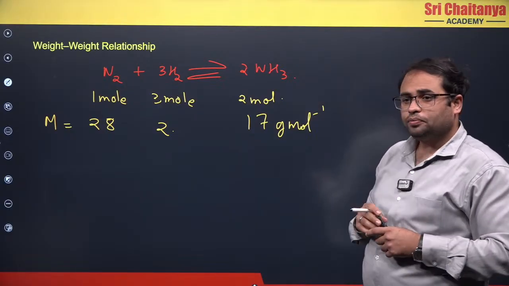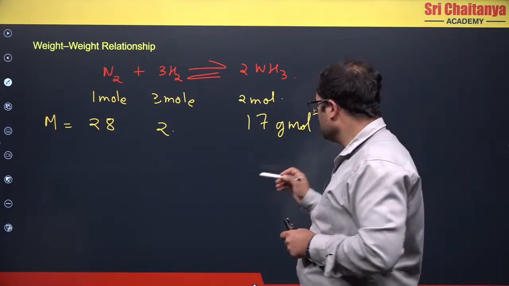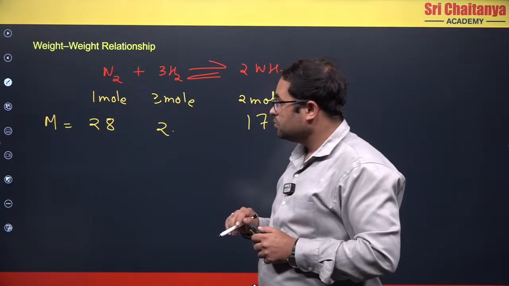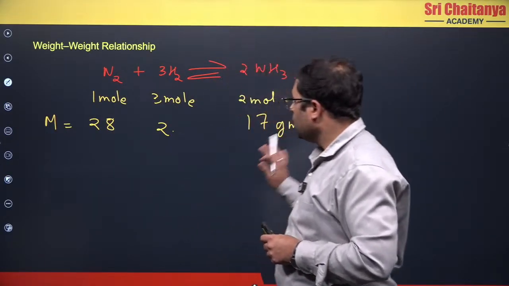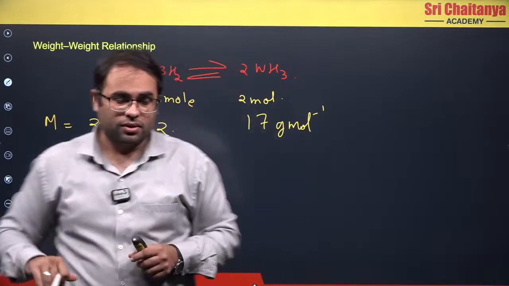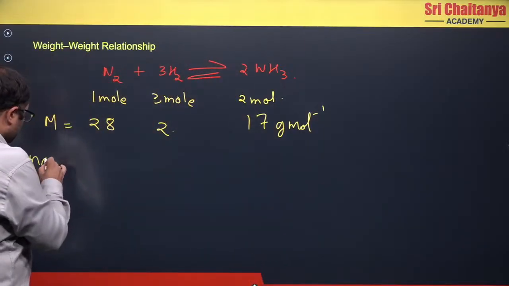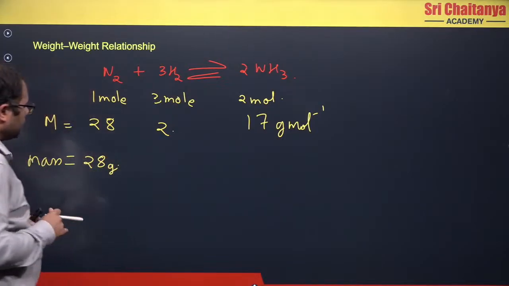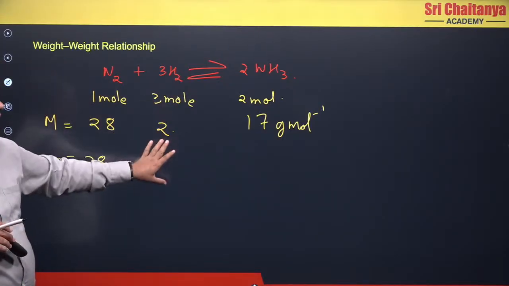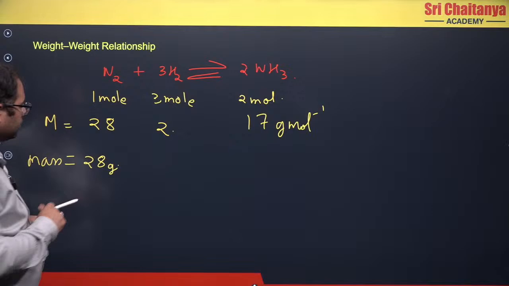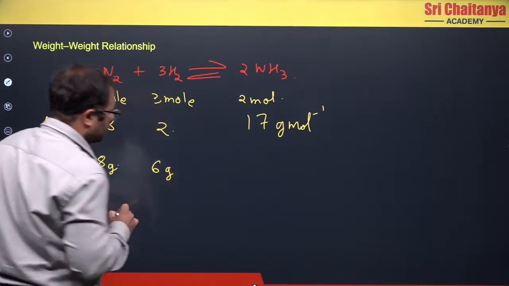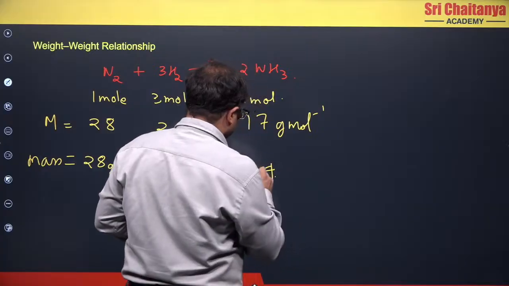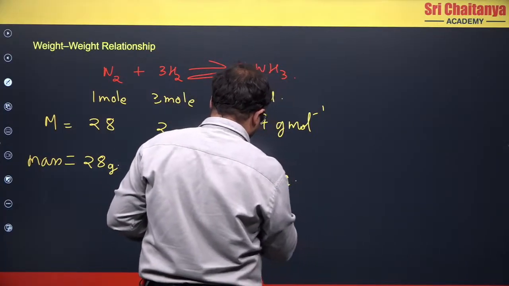So now you calculate the mass, right? If I talk about the mass, 1 mole, this will be 28 grams. How will you calculate the mass? Just multiply the moles and the molar mass. 6 grams this will be, 34 grams, right?